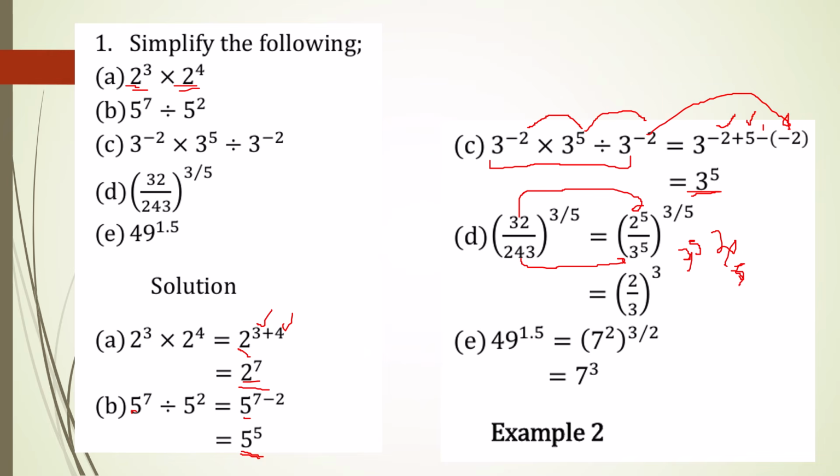So we pull out the power 5 since both of them have it, and then this one is raised to the power of 3 over 5.